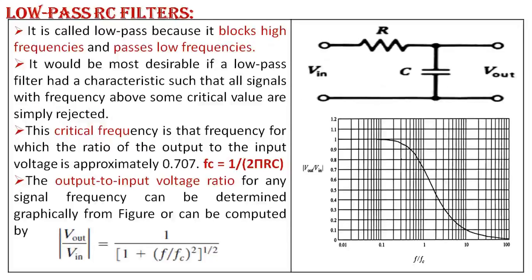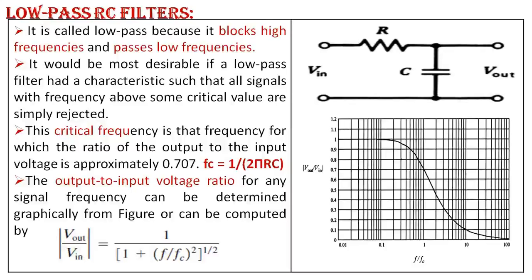The first one is the low pass RC filter. It is called a low pass filter because it blocks the high frequencies and passes the low frequencies. It would be most desirable if a low pass filter had a characteristic such that all signals with frequency above some critical value are simply rejected. The critical frequency is that frequency for which the ratio of the output to the input voltage is approximately 0.707.